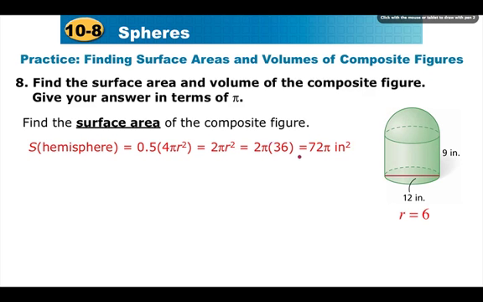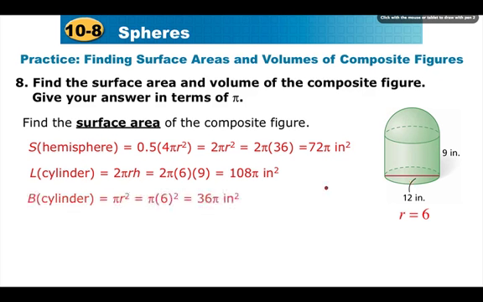Then I substitute the radius, square it, and get 36. Multiply that by 2 pi, and I end up with 72 pi square inches for the top portion of this composite figure. Then I'm going to find the lateral area of the cylinder, which is 2 pi r h. Substitute the r and the height of 9. I get 108 pi. And then I'm going to find the area of the base of the cylinder, which is a circle, pi r squared, and I end up with 36 pi.